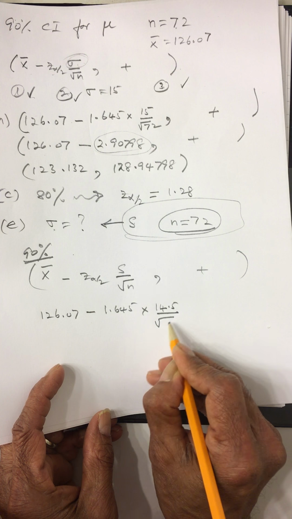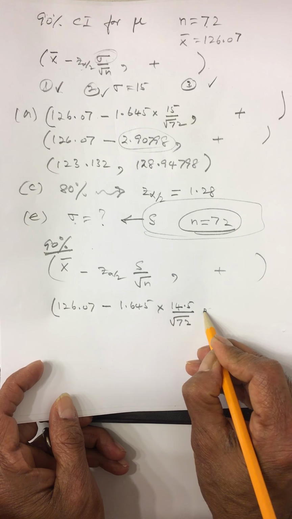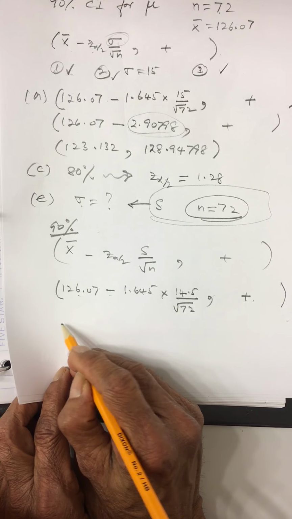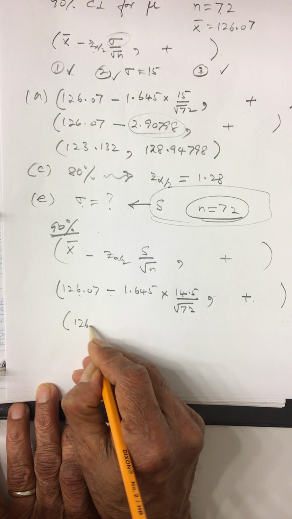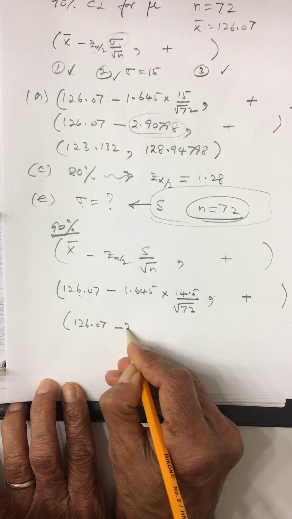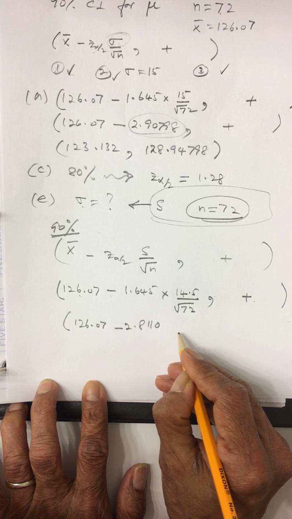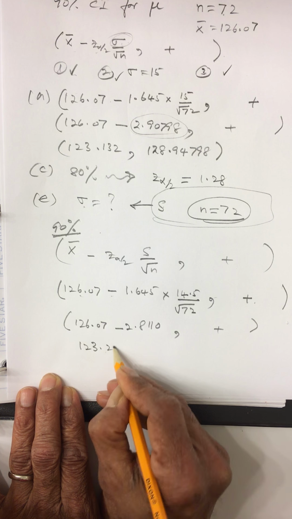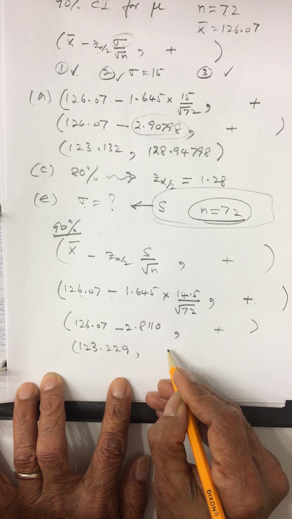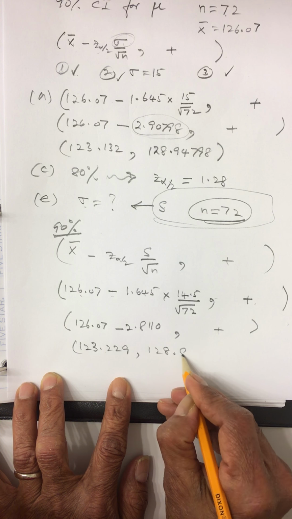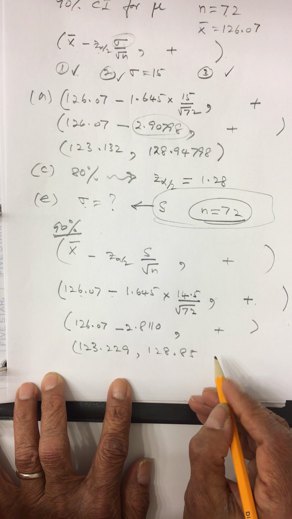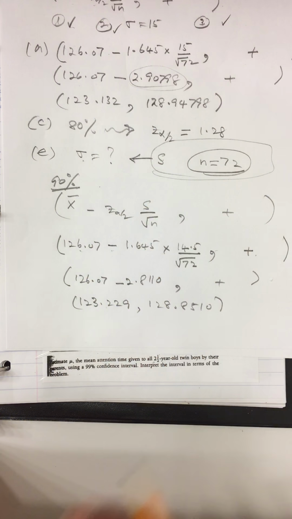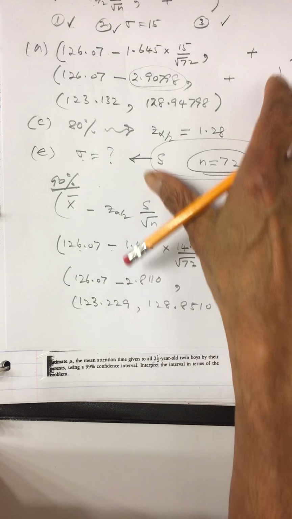14.5 divided by square root of 72. That plus, okay, this right there, plus sign. So here this is going to be 126.07 minus 2.8110. So that's 123.229, and this is 128.8510. All right, so we can do that, because n is quite big.